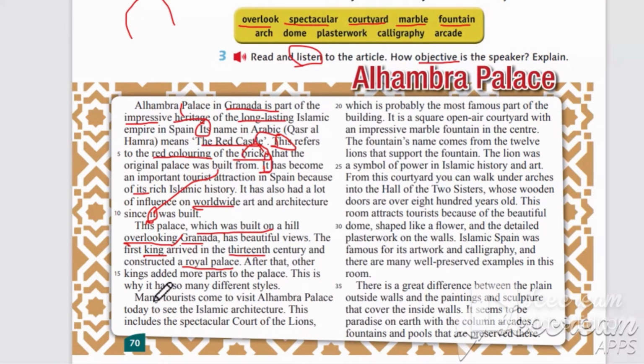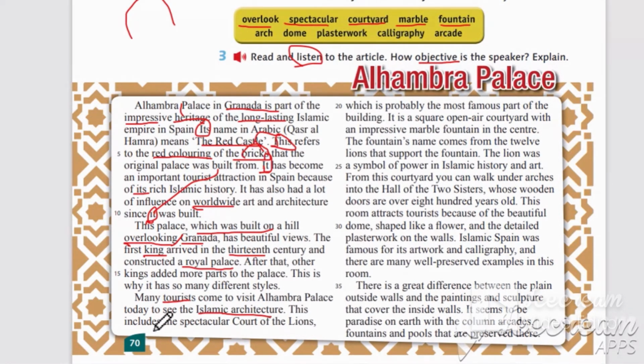This is why it has so many different styles. Here, if I asked you a question, when did the first king arrive in Spain or in this place? We say in the 13th century. Okay. Many tourists come to visit Alhambra Palace today to see the Islamic architecture. Many tourists come to see what? Islamic architecture. So why do tourists come to Alhambra Palace? To see the Islamic architecture.